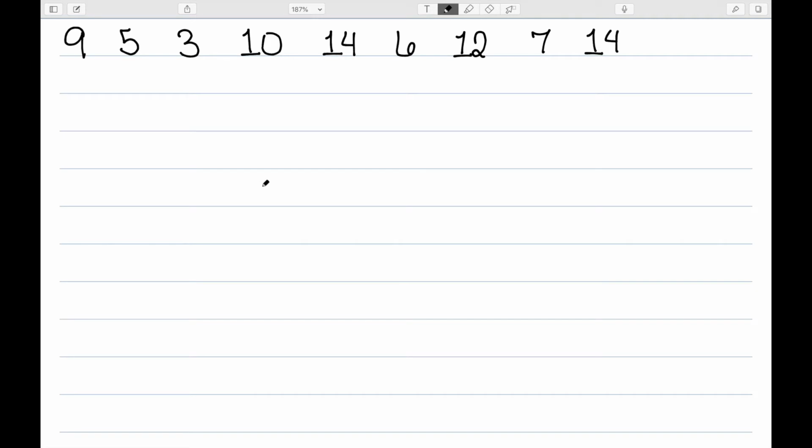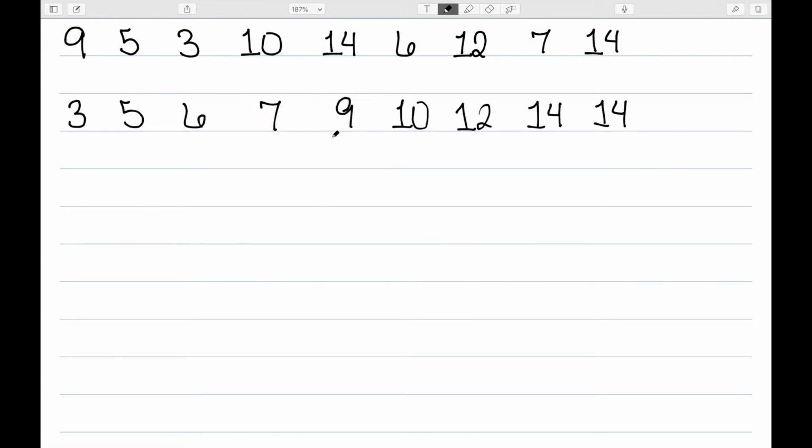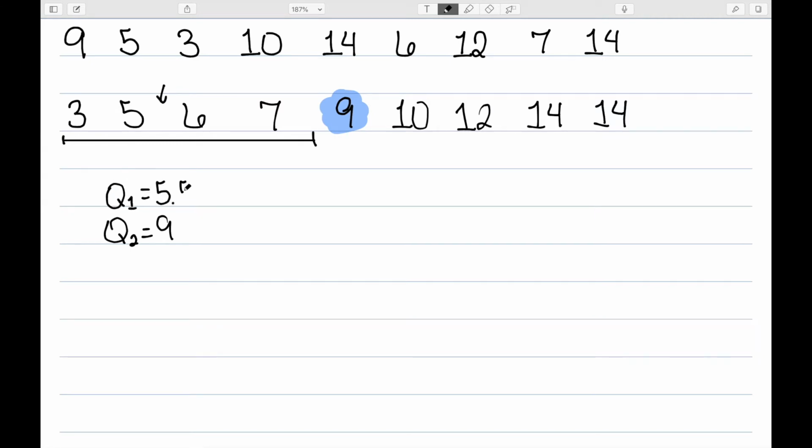Here I have a data set, and I actually found all three of my quartiles in a previous video, but let's go ahead and do it again. We start by sorting our data. We can see that our median value is 9, so that would be Q2. The lower half, the median of this, would be halfway between 5 and 6, so Q1 is 5.5. The upper half, the median would be halfway between 12 and 14, so Q3 is 13.